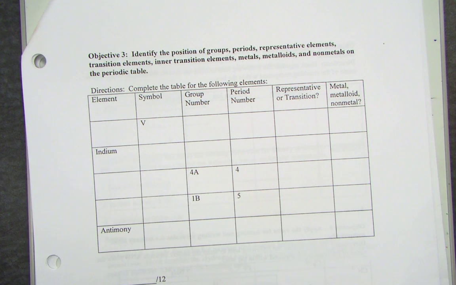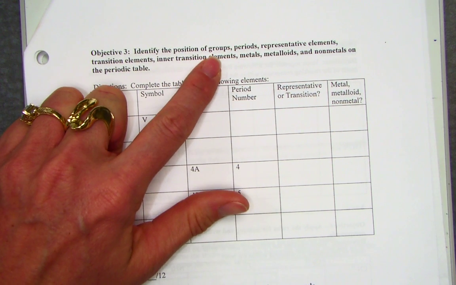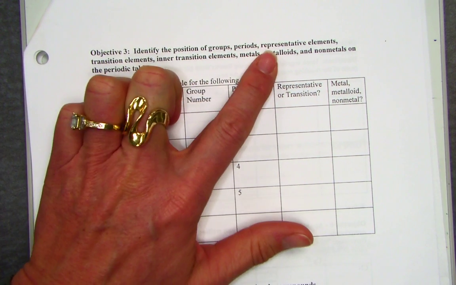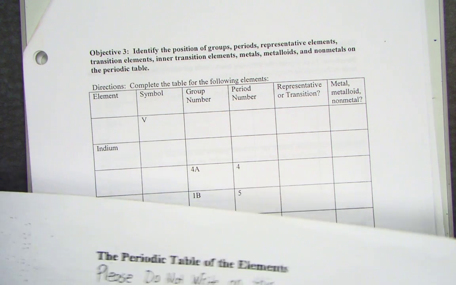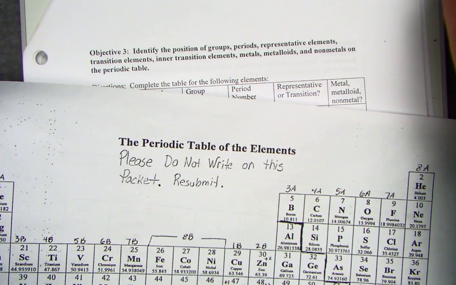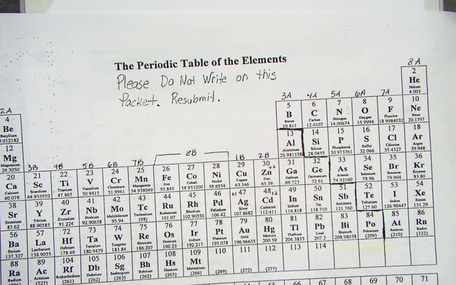Objective 3 is periodic table skills, representing the identity of positions of groups and periods. Is it a representative element, transition metal, inner transition metal, metal, metalloid, nonmetal? All kinds of good vocabulary words are being tested out here. So let's recall what some of those words mean.